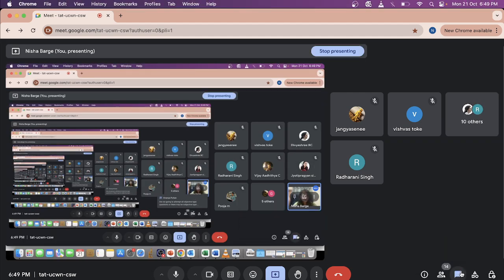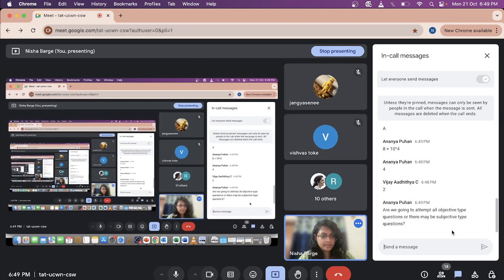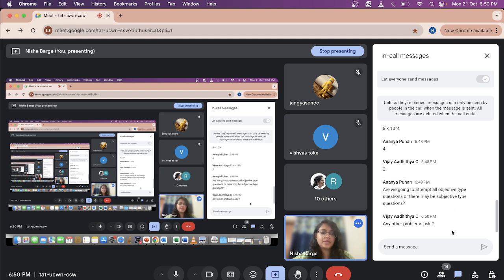Are we going to attempt all objective type questions, or there may be subjective? Oh no, the exam pattern is whatever you have seen in the assignment, this is exactly how your final exam is going to be. There won't be any subjective questions. All the questions will be either MCQs, where you have to choose one option or multiple options could be correct, or numericals where you have to physically enter a numerical value. That is as far as I remember how NPTEL takes exams, but I can again confirm it with the existing TAs. But I don't think you'll have any subjective type questions.